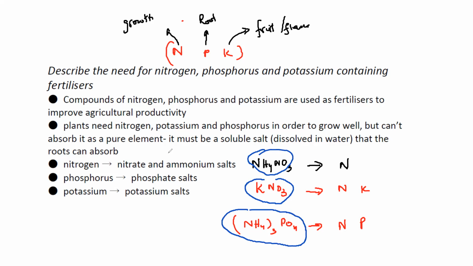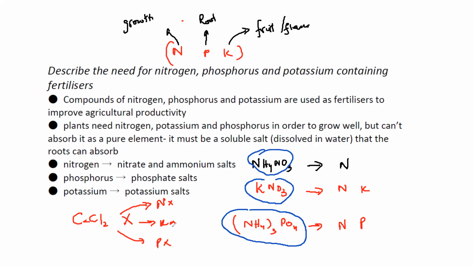But what if I have a compound like calcium chloride? So calcium chloride, is it a fertilizer? No. Why is it not a fertilizer? Because it does not provide nitrogen, it does not provide potassium, and it does not provide phosphorus. So those compounds which can provide essential nutrients to the plant, such as nitrogen, phosphorus, and potassium, refer to fertilizers.